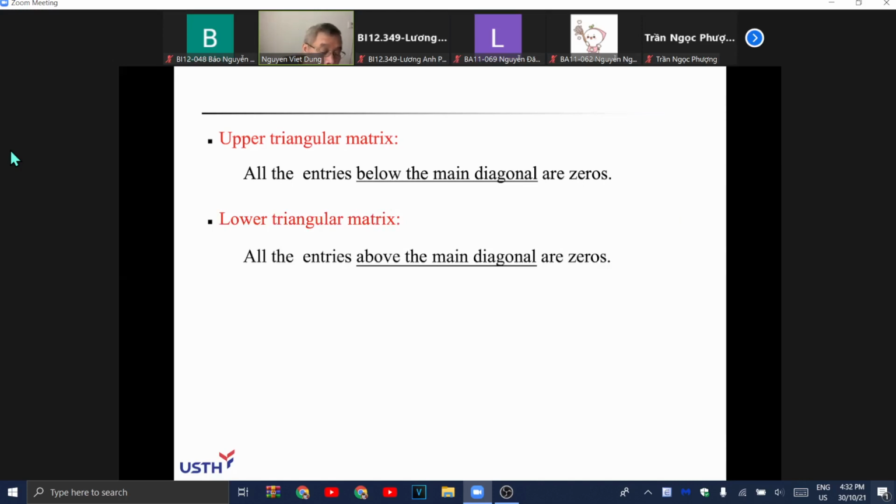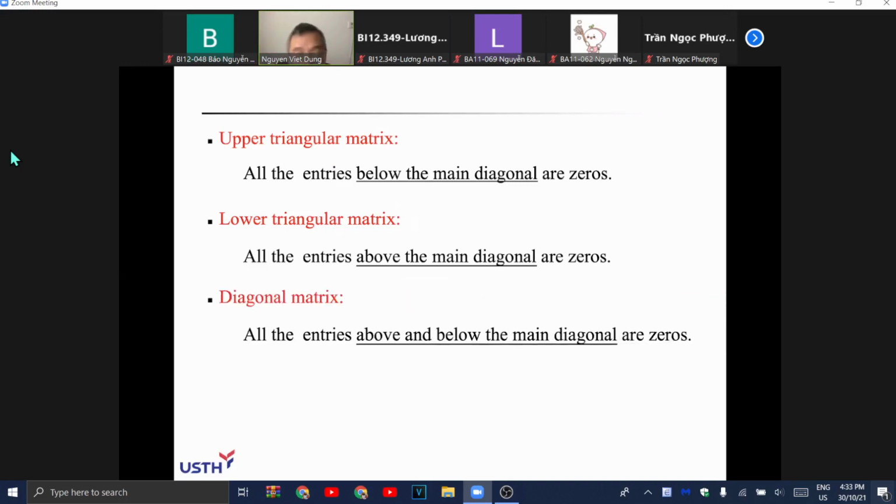And opposite to that, we have the notion of a lower triangular matrix, which is a square matrix in which the entries above the main diagonal are 0. Above the main diagonal are 0. Only those under the main diagonal might be non-zero. And it is easy to see that.